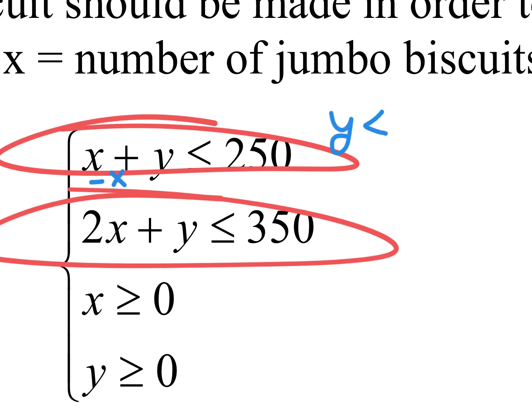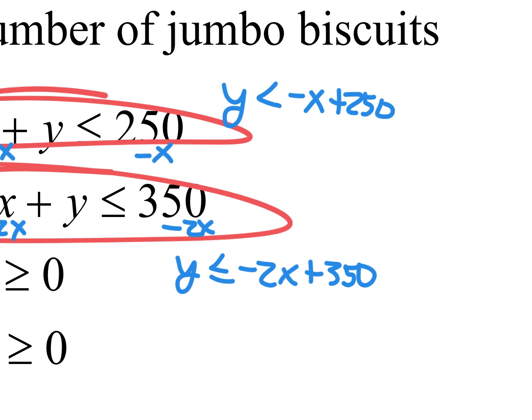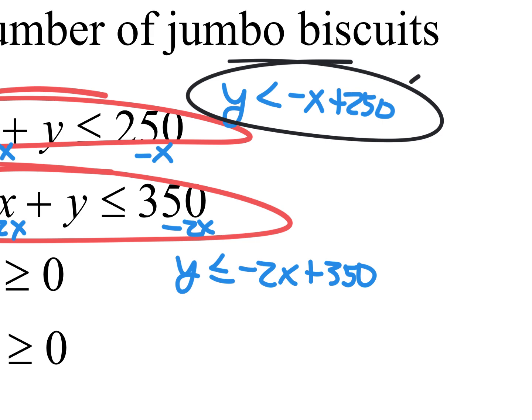Take away x on both sides. And this one, cool. From there, it'd be easy, wouldn't it? You'd be able to start at 250 and then have the slope go down 1 over 1, down 1 over 1. And here you'd start at 350 and you'd go down 2 and over 1. And that's one of the key skills.